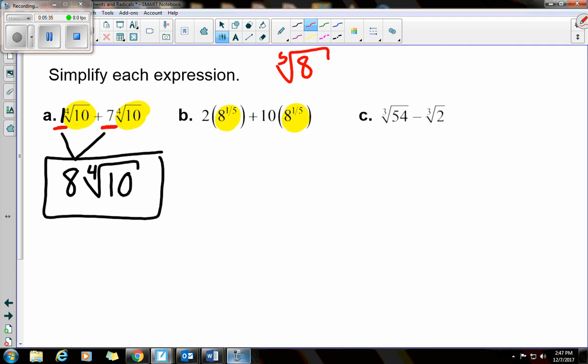Let's take a look and deal with these numbers out front. Okay, we've got 2 times 8 to the 1/5 plus 10 times 8 to the 1/5. Again, just combine these.